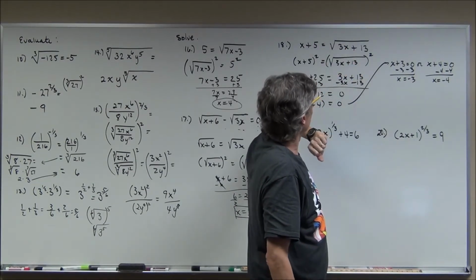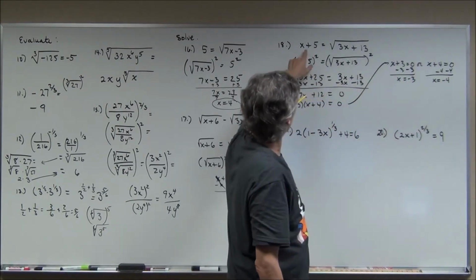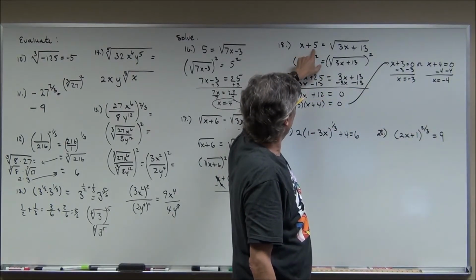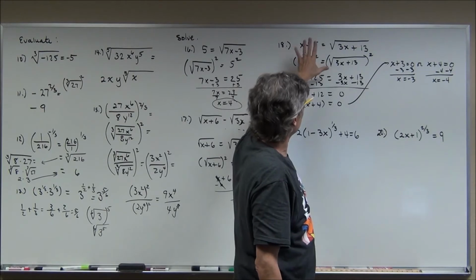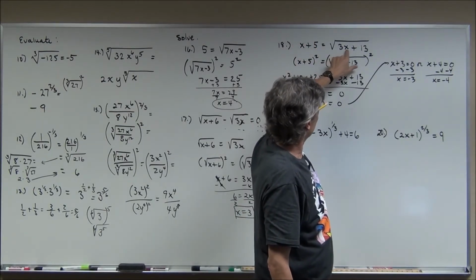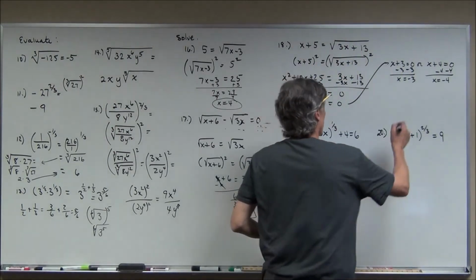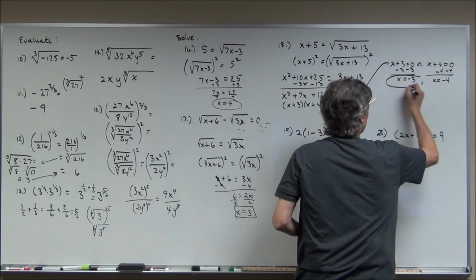The square root of 4 is 2. It matches. If I plug negative 4 in here, negative 4 plus 5 is 1. Good. Positive. Over here, plug negative 4 in. 3 times negative 4 is negative 12 plus 13 is 1. The square root of 1 is 1. 1 equals 1. These are both good answers.